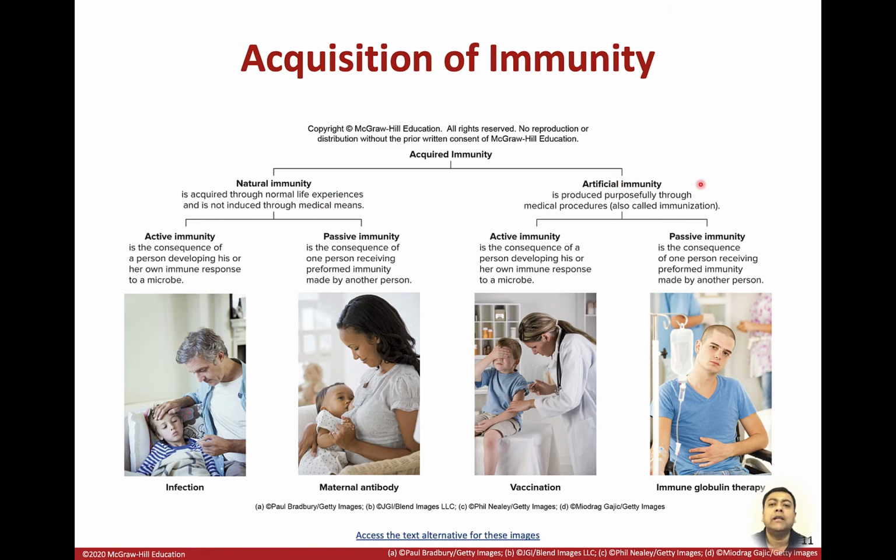On the other hand, artificial immunity is produced purposefully through medical procedures, also called immunization. One of the artificial active immunity types is the vaccination that we all know. You make a vaccine, which could be a killed microbe, a part of the microbe, or a microbe which can elicit an immune response but will not cause a disease.